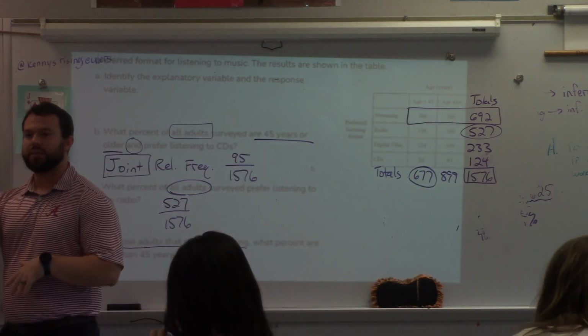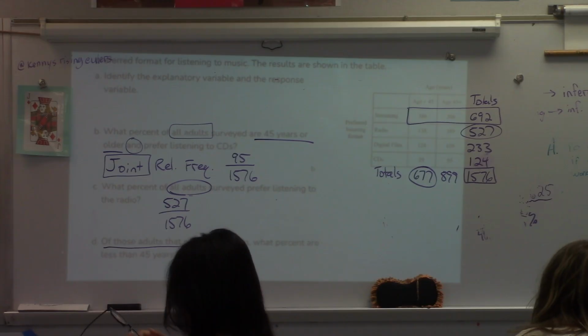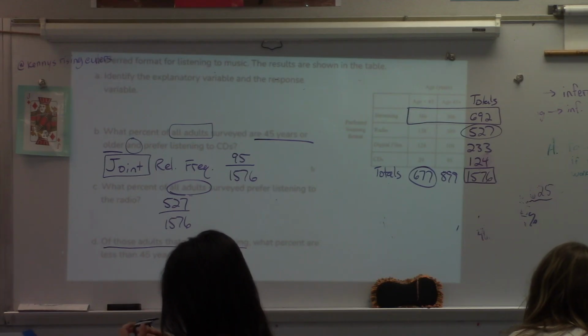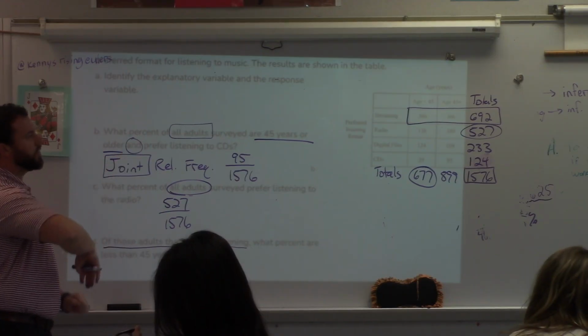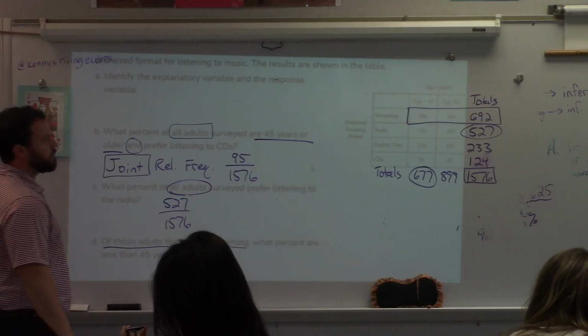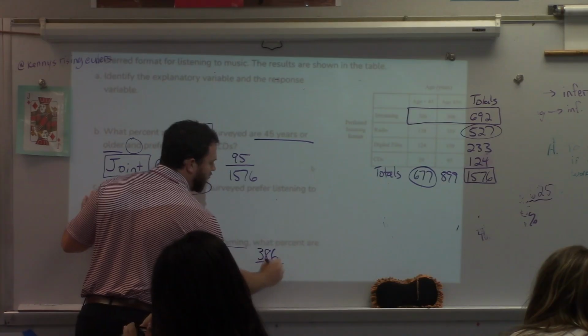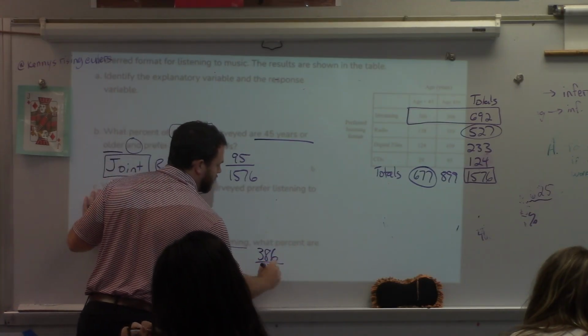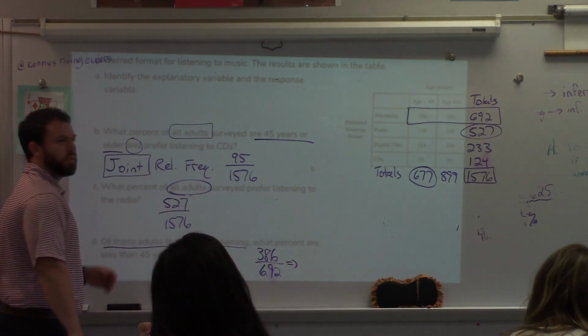So a lot of times it has a given. When we talk about probability, it'll almost always have a given. But if it does say this, like I'm not looking at everybody, I'm only looking at this group, that's a conditional relative frequency. So of the adults that prefer streaming, what percent are less than 45? So I don't care about everybody, I only care about streaming and which one's inside of the streaming. Less than 45, so how many is that? 386 out of? 692. 55.7. So get that decimal and then convert it to a percent.